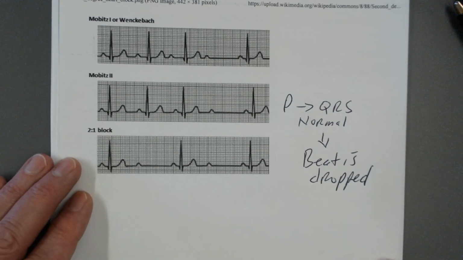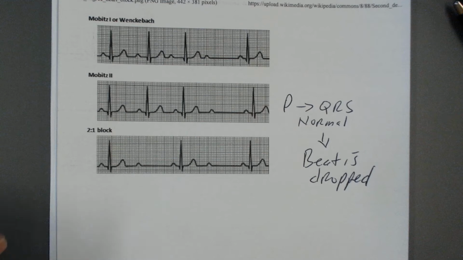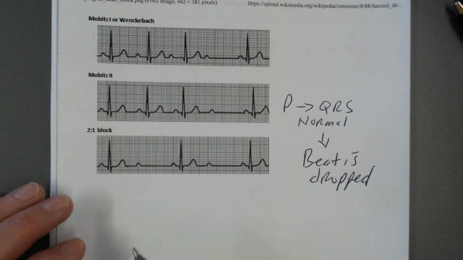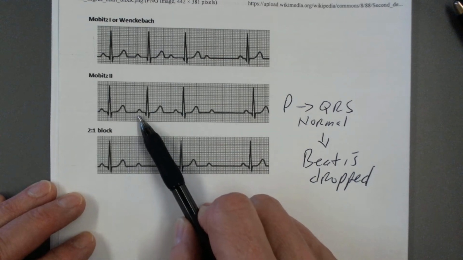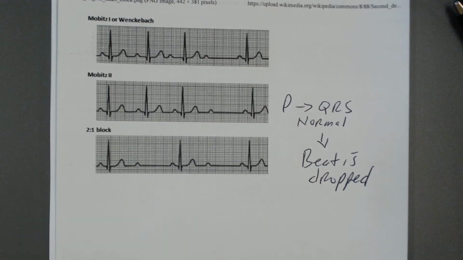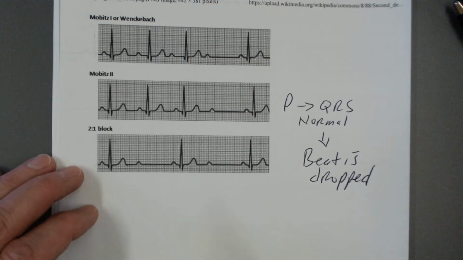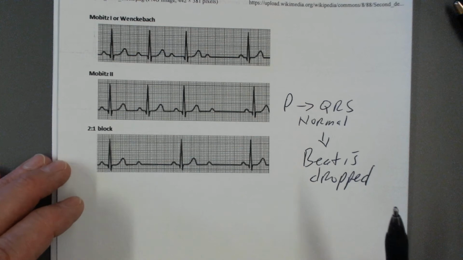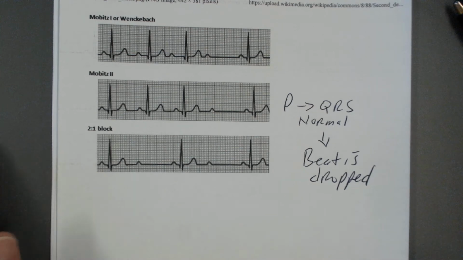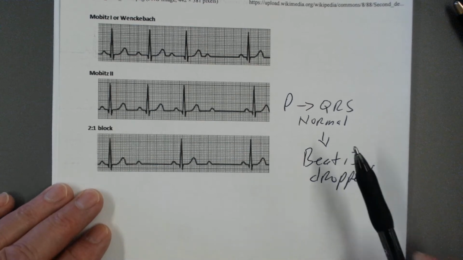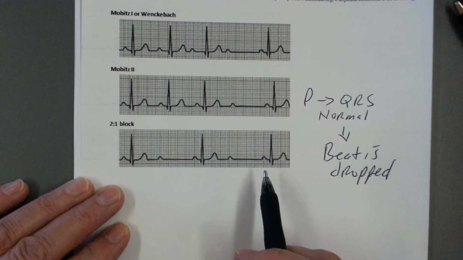So with this case, the transmission through the AV node is either all or nothing. You usually get a complete transmission of the beat, or you get no transmission of the beat. Now, whereas a first degree Mobitz 1 is usually benign and does not require treatment unless it's causing other symptoms, the Mobitz 2 is potentially dangerous.